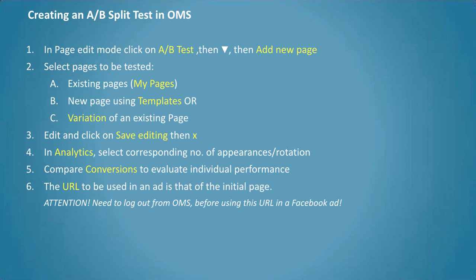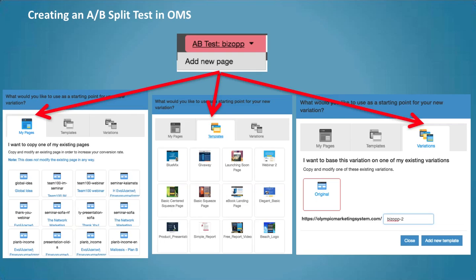The URL that we're going to use in the ad is the URL of the initial page through which we started creating the A/B split test. And one thing to notice is that we need to log out from our OMS back office before using this URL in the Facebook ad.